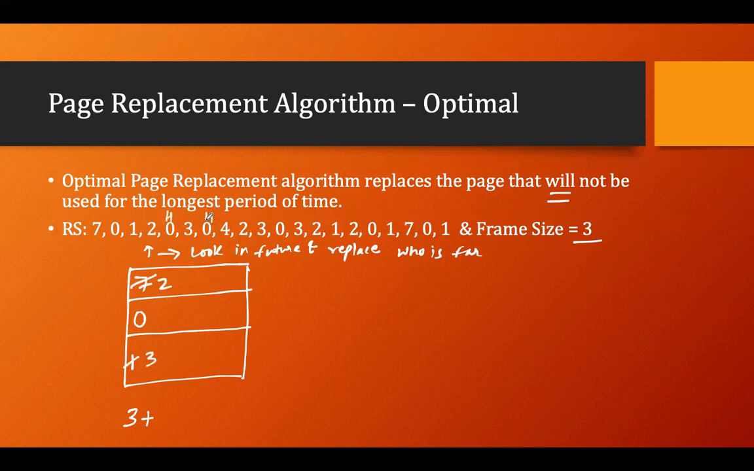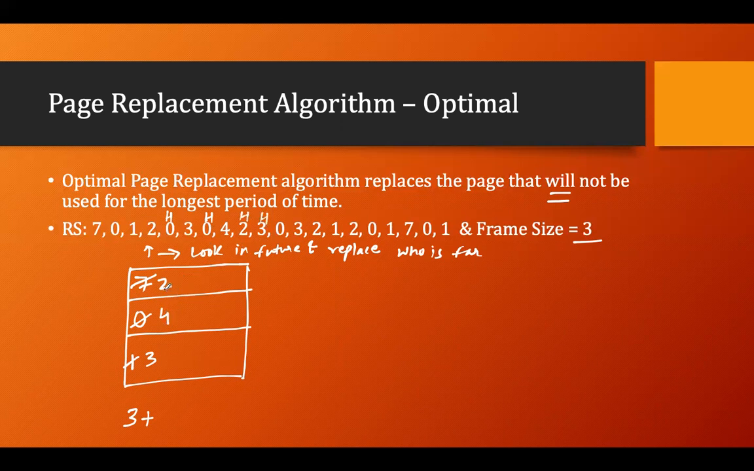4. Now 4 is there. Look for the future. 2 is there, 3 is there, and 0. So 2 and 3 are there, 0 is afterwards, so we'll replace 0. 2 is there and 3 is there. There is a hit.